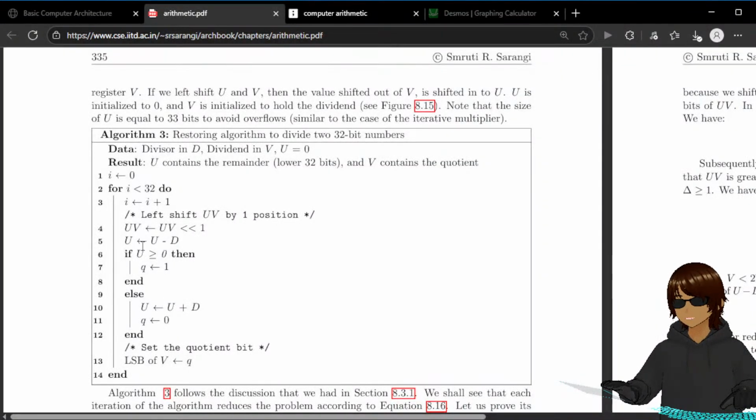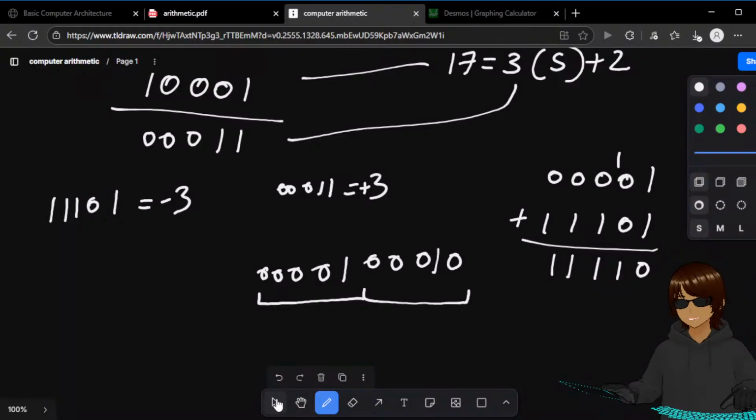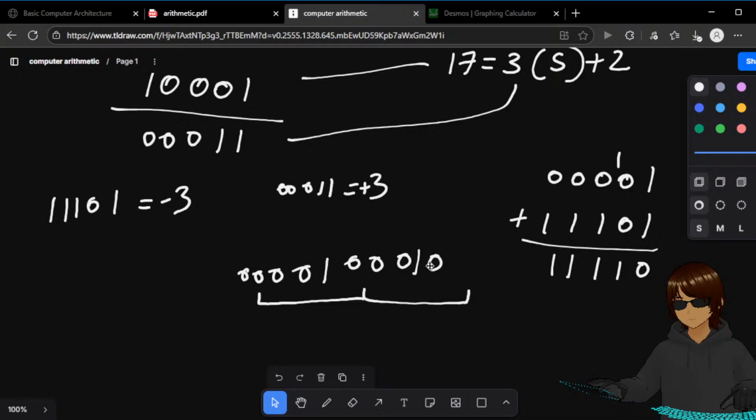I think, okay, if we end up with a negative, then we undo it. Wait, let's try this. Shift it to the left one more time. 0 here. Nothing here. Minus 3. So this minus 3 will give us a negative, so nothing should happen, right?